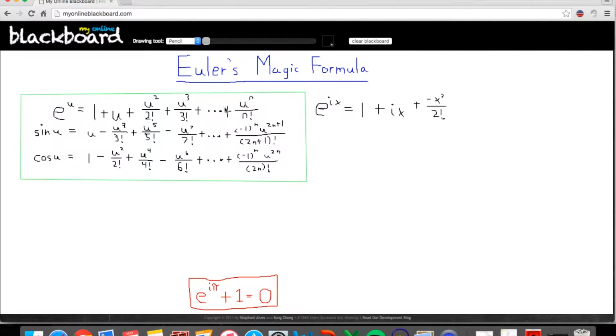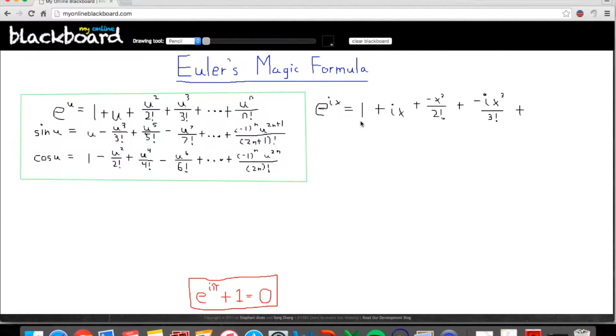Now the next term is going to be u cubed. i cubed is -i. So we're going to add -i. And then that's going to be x cubed over 3 factorial. And then you should start seeing a pattern here because i will repeat. We're going to get up to the 4th term now, and it's going to be plus i to the 4th power, which goes back to just being 1.